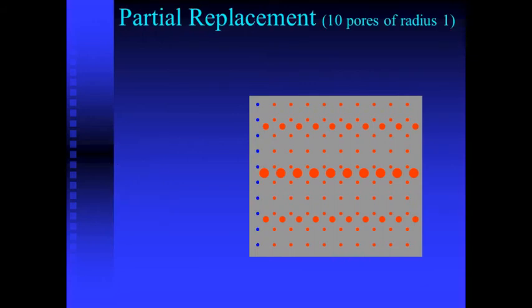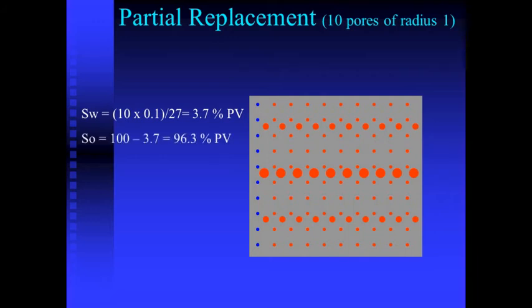If we now begin to flood the pores with water, they will fill following a sequence dictated by the capillary forces. The smaller diameter pores will flood first. If we analyze the situation when only 10 of these small pores have been invaded by water, we can calculate that the water saturation at this time is only 3.7% of the pore volume of the system, while the oil saturation is the complementary value, 96.3% of the pore volume.